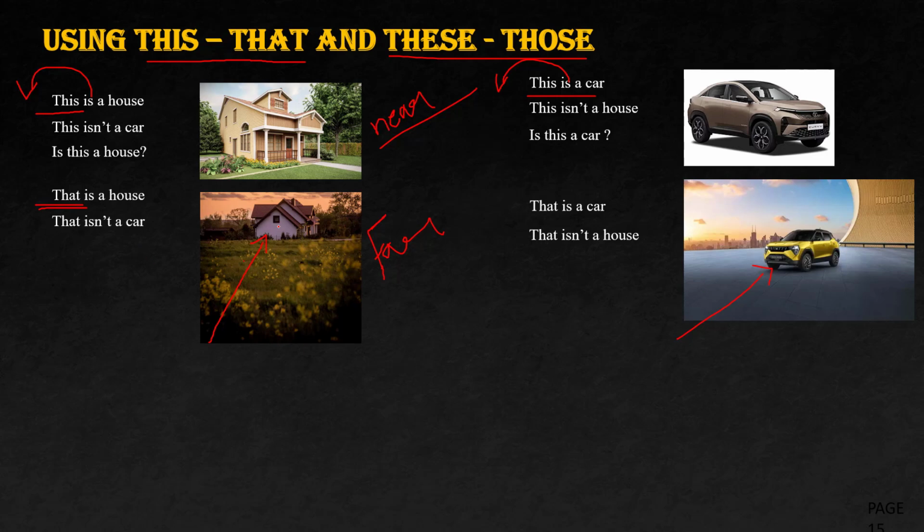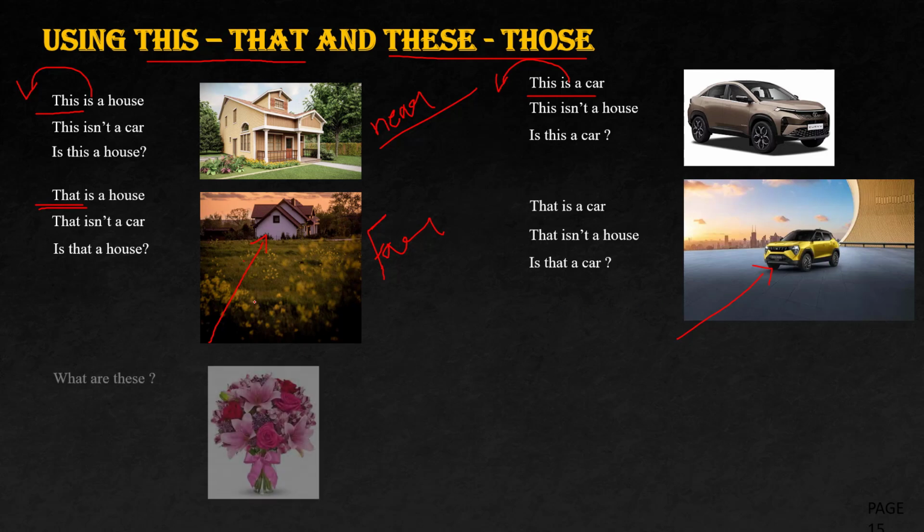Now, is this a house? Correct? Is this a house? Here, is this a car? If it is far, you should add is that. Sorry. Is that a house? Okay, here. Is that a car? Correct?